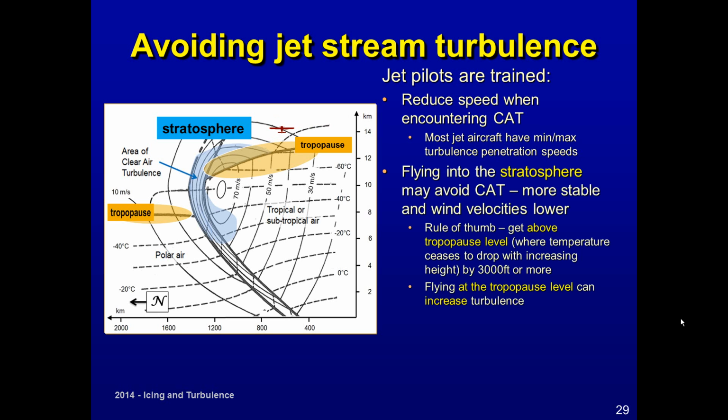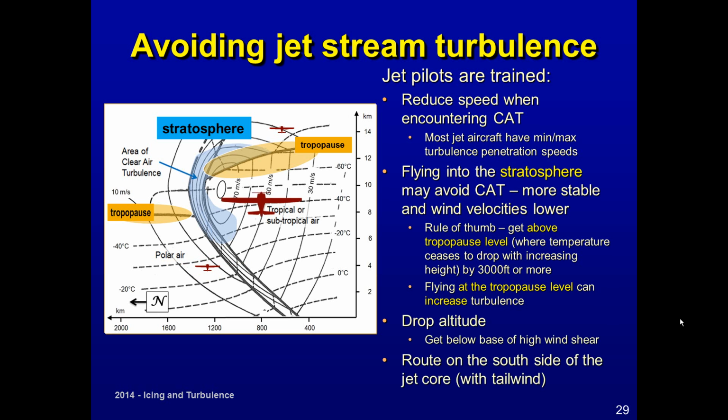The more stable and lower wind velocities are in the stratosphere. A rule of thumb is to get above the tropopause level by 3,000 feet or more. Flying at the tropopause level can actually increase turbulence. Another alternative is to drop altitude and get below the base of the high wind shear. Also in pre-flight, routing on the south side of a jet core, where you find strong tailwinds, is preferable also for avoiding turbulence.